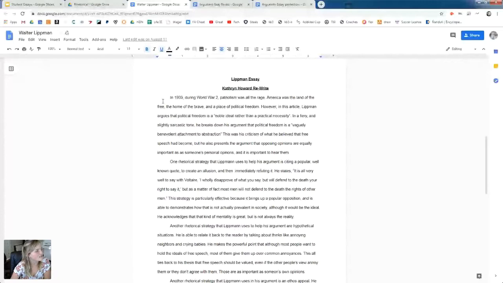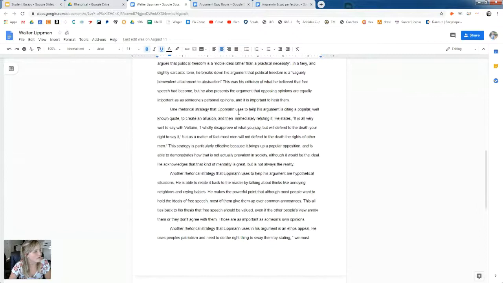In a fiery and slightly sarcastic tone, he breaks down his argument that political freedom is a vaguely benevolent attachment to abstraction. This was his criticism of what he believed that free speech had become. But he also presents the argument that opposing opinions are equally important as someone's personal opinions, and it is important to hear them. One rhetorical strategy that Whitman uses to help his argument is citing a popular, well-known quote to create an illusion, which is a rhetorical strategy, and then immediately refuting it.